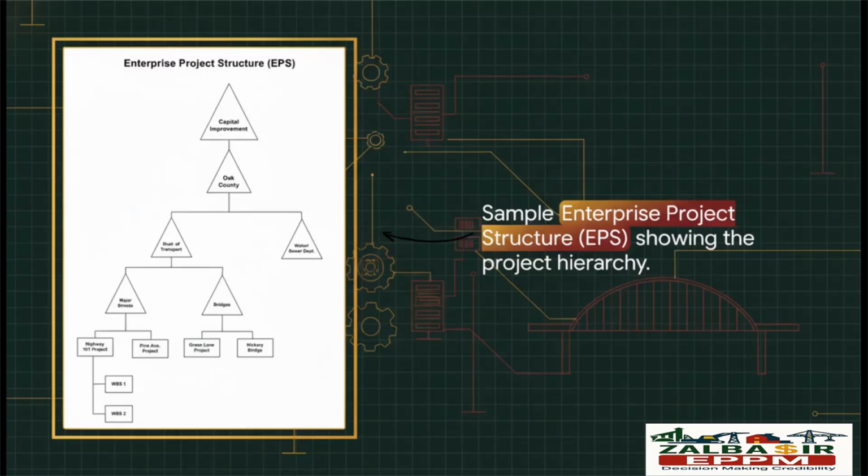And check this out. This slide brings that whole concept to life. You can literally see the hierarchy in action. It flows from a super broad capital improvement program down into a county, then into specific departments, and then finally all the way down to a single project like the Hickory Bridge. This structure is what gives your whole portfolio its shape and logic.